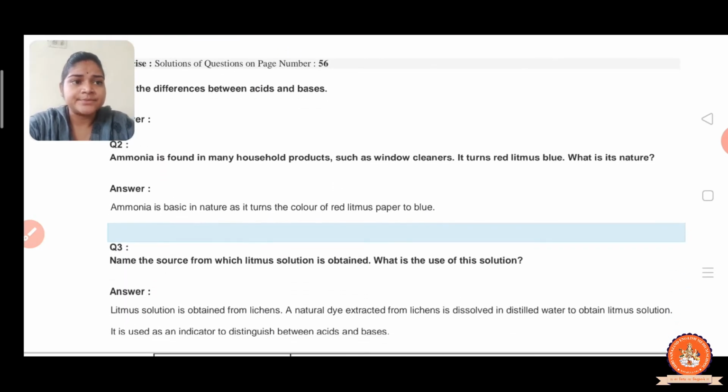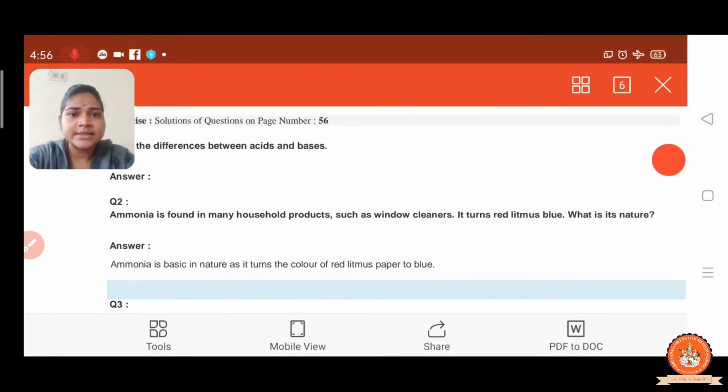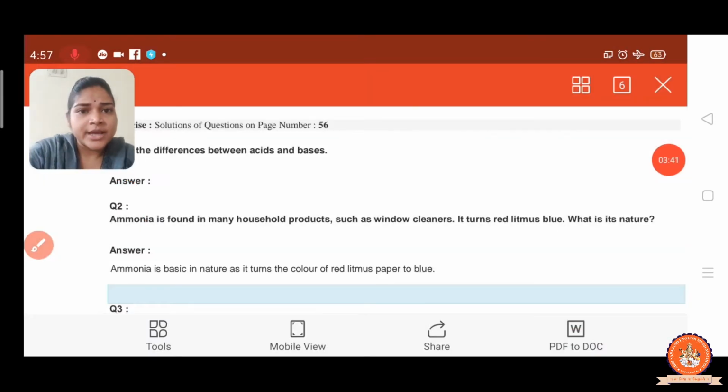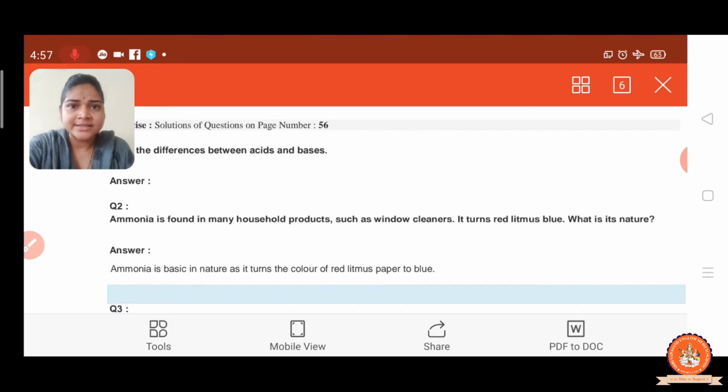Now the second one. Question number two is: ammonia is found in many household products. Household products means it is used in window cleaners, right? It turns red litmus paper blue. And what is its nature? So it is clear that the red litmus paper turns blue. It means it is basic in nature. Just now we discussed that, right?